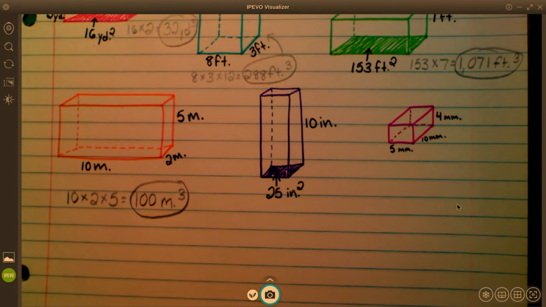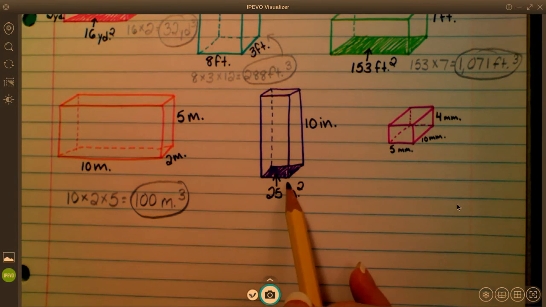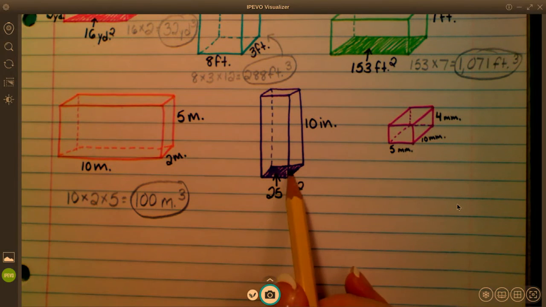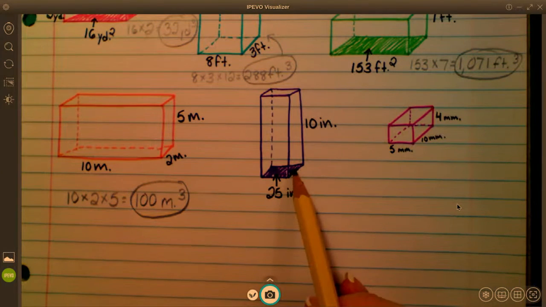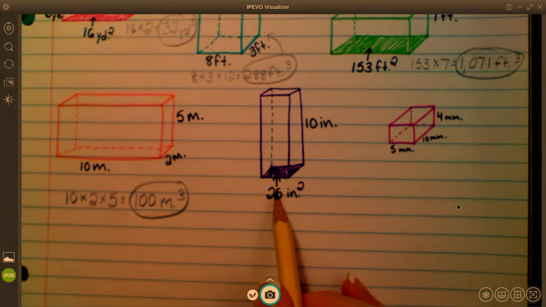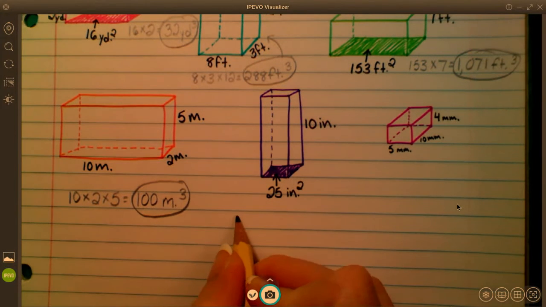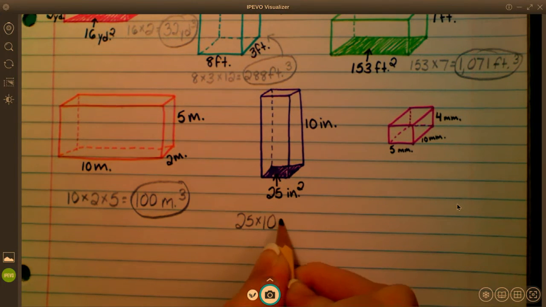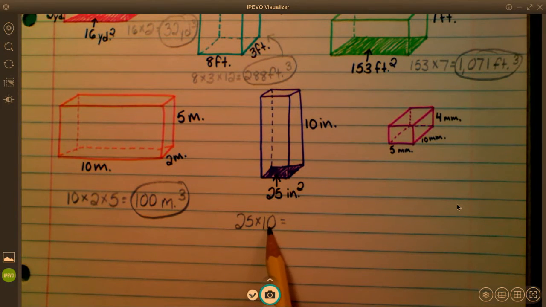2 more. You guys are doing great. Purple one. I'm not given length, width, and height. I'm given the area of the base and the height. So I know that means I just take my 25 and I multiply it by 10. Whenever I multiply something by 10, it's the same as taking the original number and adding a 0 onto it. So 25 times 10 equals 250.